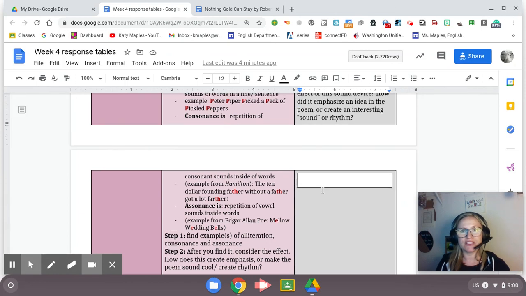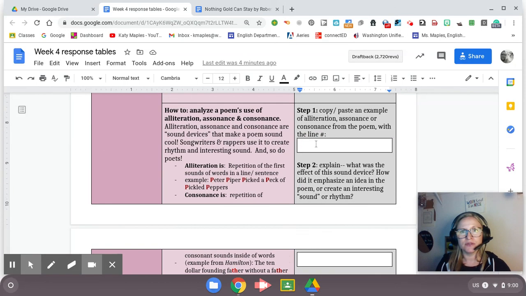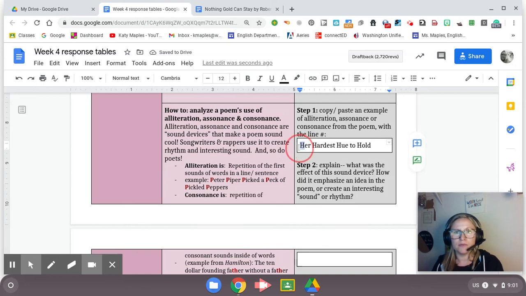Let's stick with the alliteration because that one's a little bit more simple. So an alliteration would be her hardest hue to hold. And I'm going to go ahead and do bold to show it, that repetition at the beginning of each word is alliteration. Okay, so what is the effect of this?